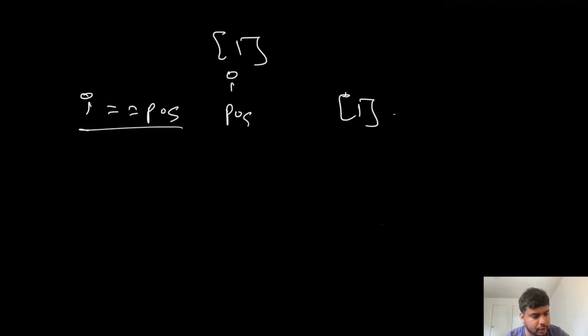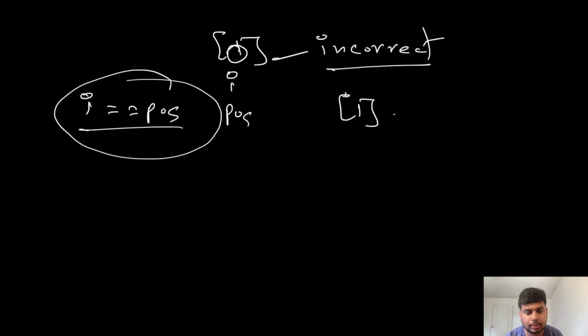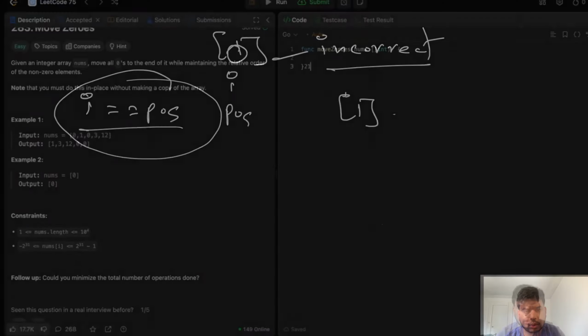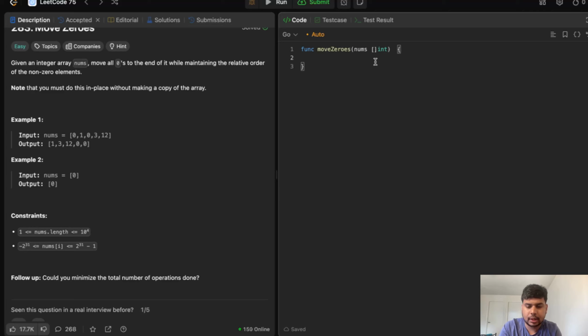So 1 will be copied into 1, it's the same location. But you would make nums of i 0. You made this 0. This is incorrect. You are not supposed to make a non-zero element 0. That's not the objective of the question. You are only supposed to move the zeros to the end. So this violated the constraint of the question. So that's why we need to avoid conditions where i is equal to pos. I hope you understood that. Now let's go back to the editor and let's write the code.